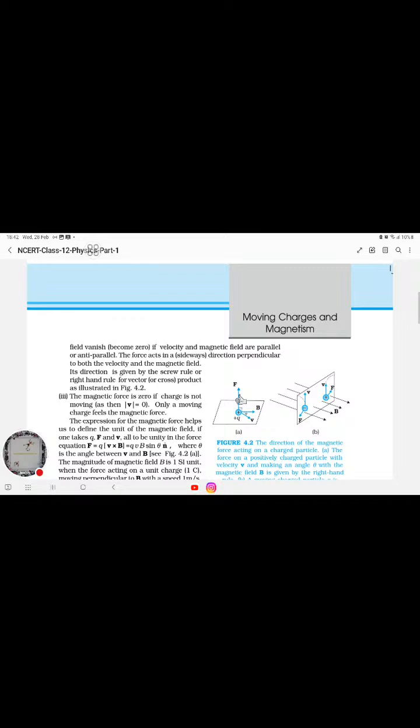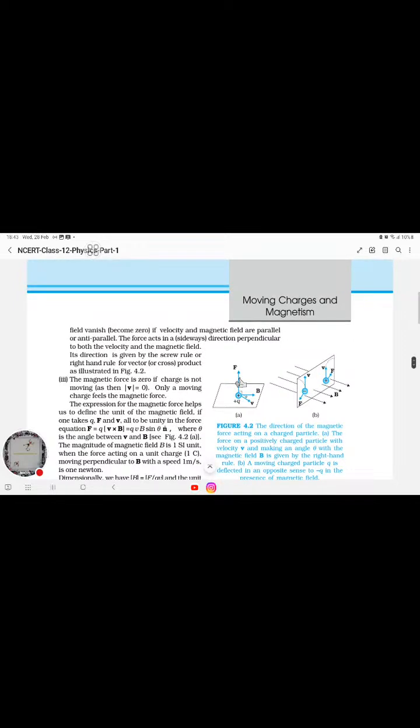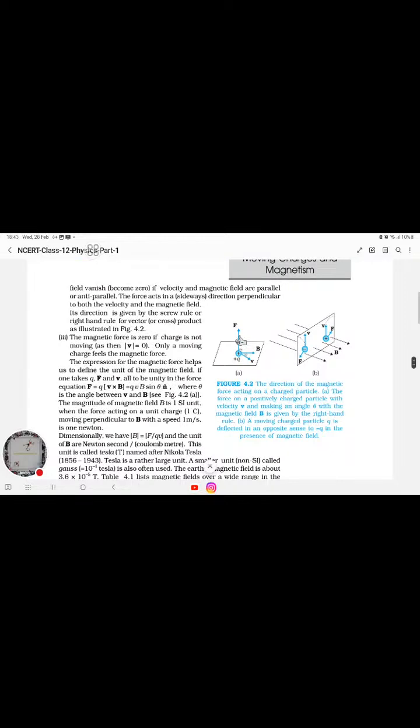The force acts in a sideways direction, perpendicular to both velocity and magnetic field. Basically, the force due to a magnetic field will be perpendicular to both velocity and magnetic field, and that is why we have taken the cross product, such that it is perpendicular to both vectors. Its direction is given by the screw rule or the right hand rule for the vector cross product. We cross from velocity towards B, and the direction which the thumb points gives us the direction of the force due to the magnetic field.